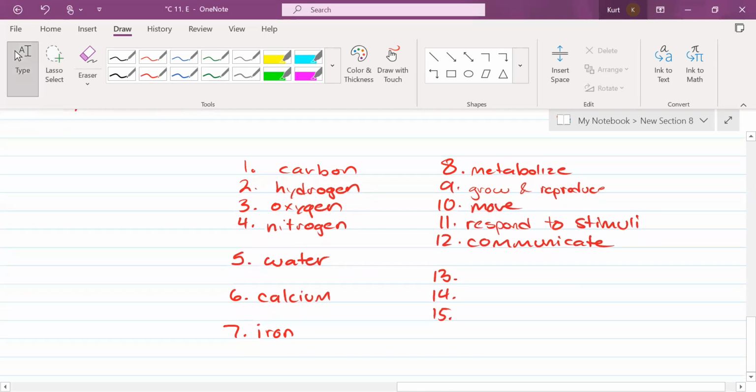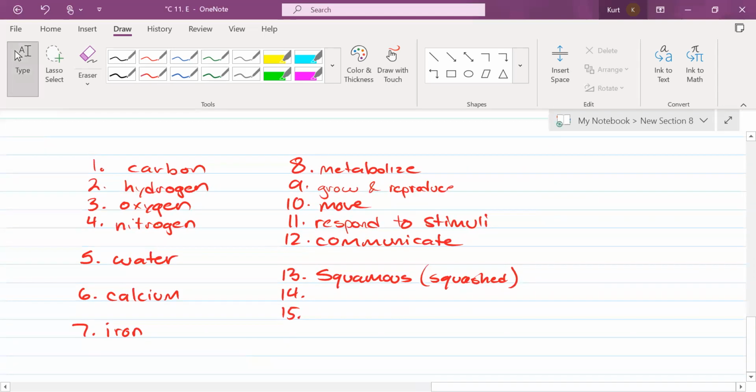List 3 different cell shapes. Squamous. Squamous, I like to think of as squashed. These cells are very, very flat, like this. There's a little nucleus inside.